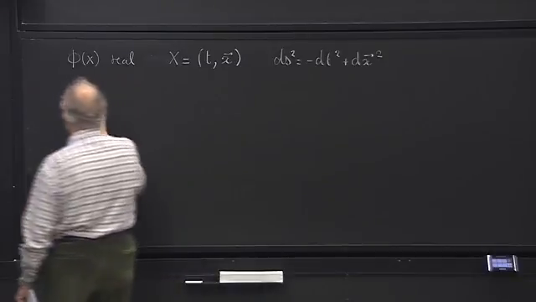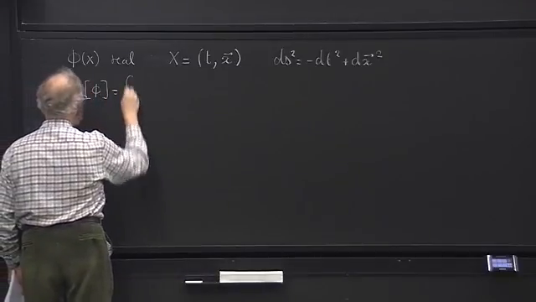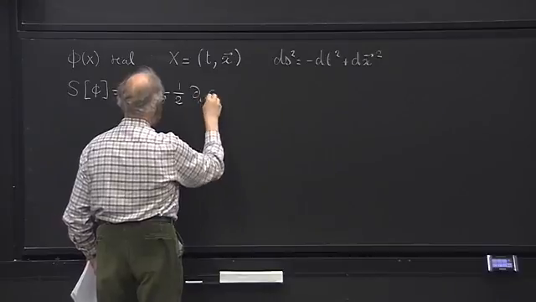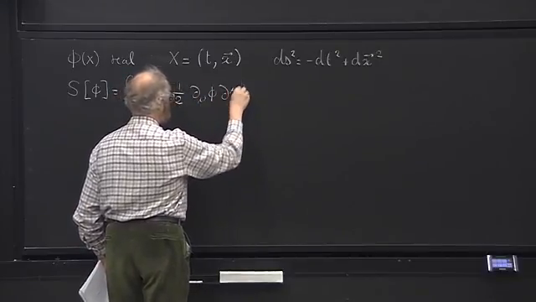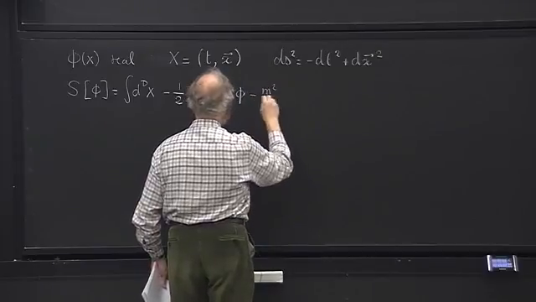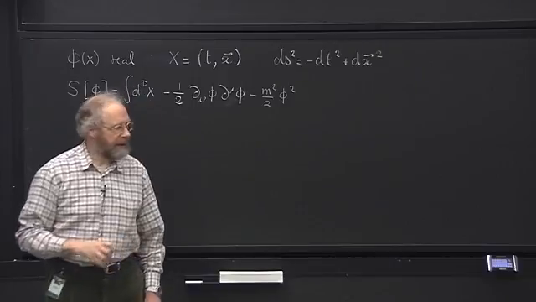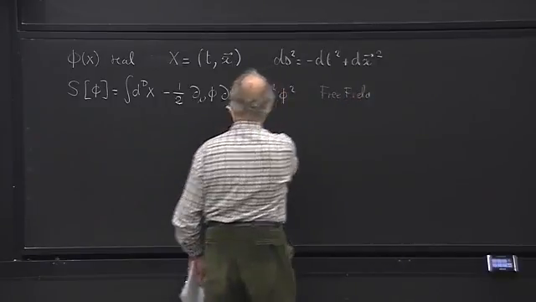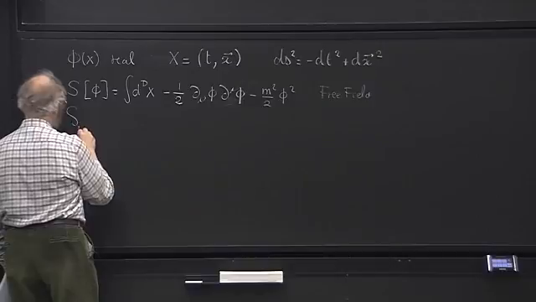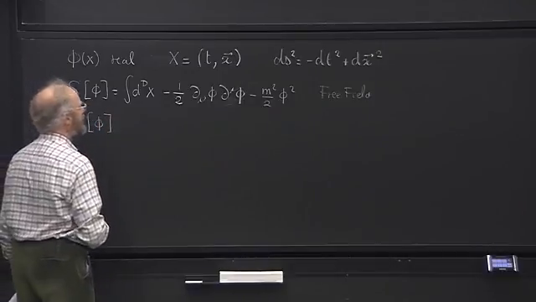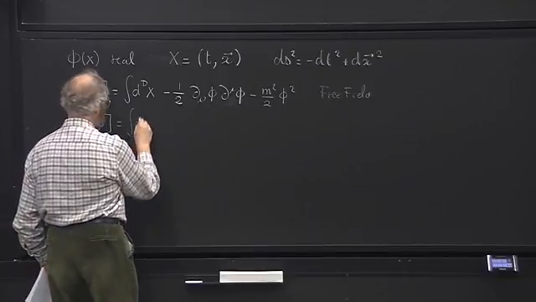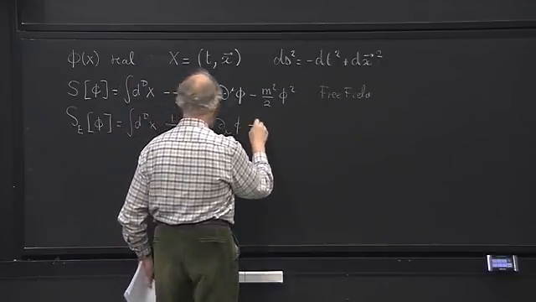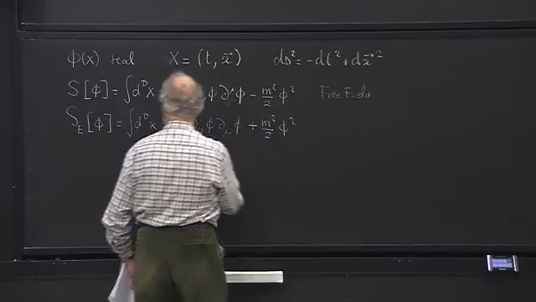Okay. The action for this field is the integral over space-time of minus 1/2 d mu phi squared minus m squared over 2 phi squared. This is the action for a free field. So they are just quadratic. And remember, if we are interested in working in Euclidean space-time, this becomes the integral d^dx of 1/2 d mu phi squared plus m squared over 2 phi squared.